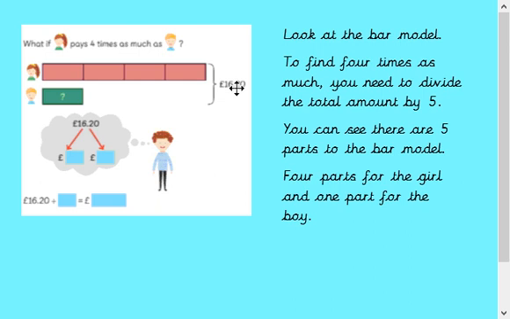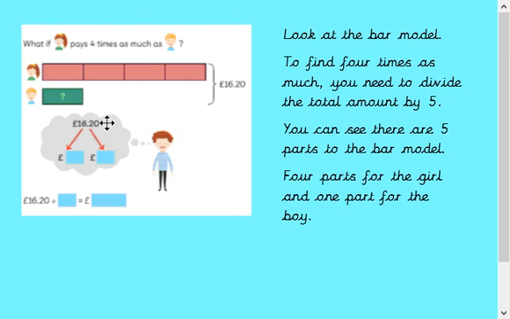Okay, we're still working on the same amount, £16.20, but this time, this child here is going to pay 4 times as much as this child here. Okay, 4 times as much. Now you can see the bar model is showing you 1, 2, 3, 4 times as much as this one here, but we need to divide this amount of money into 5 pieces. You can see we've got 1, 2, 3, 4 and 5. So £16.20 divided by 5.